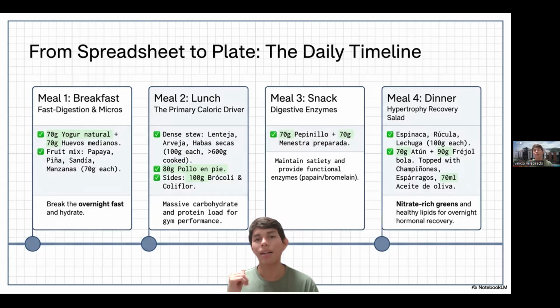Then I add an afternoon snack with some cucumber, which could be accompanied by crackers. That is not in the list, but it won't cost that much, so it doesn't matter. And lastly, we have the dinner, a rich vegetable salad with tuna and beans, topped with some mushrooms, salt, asparagus, and olive oil.